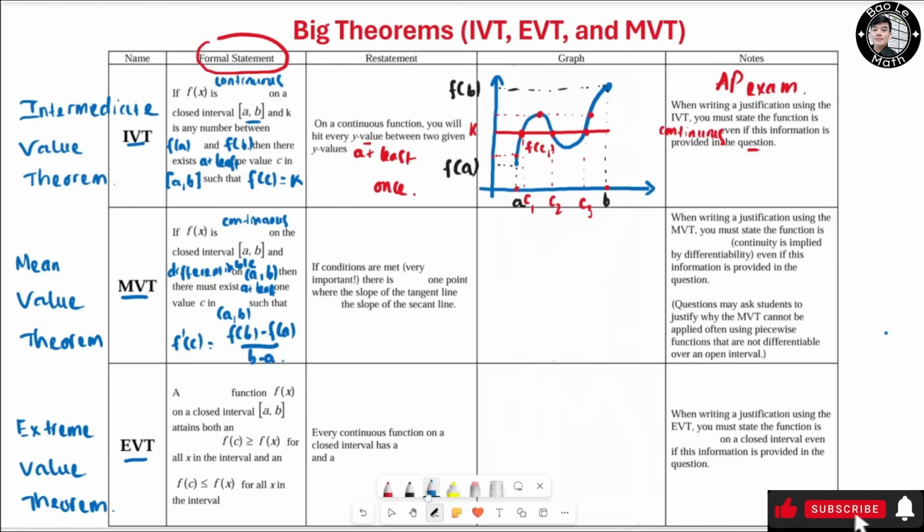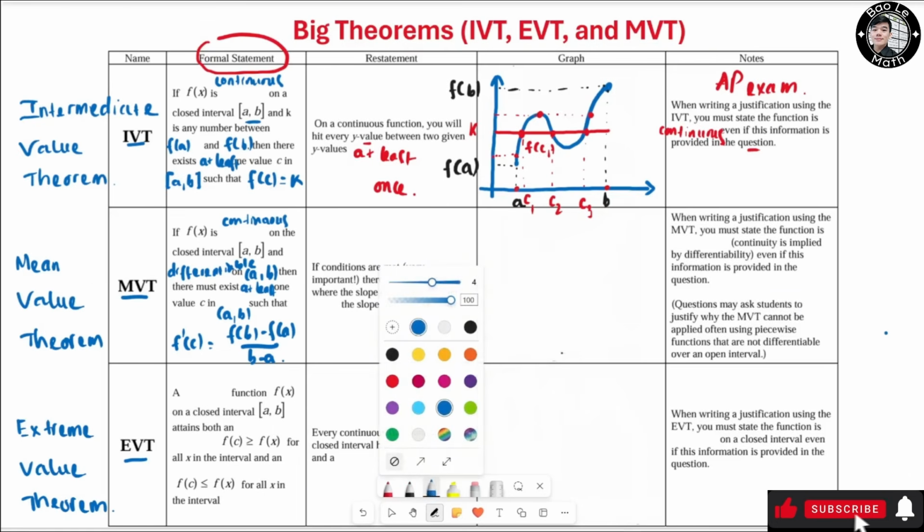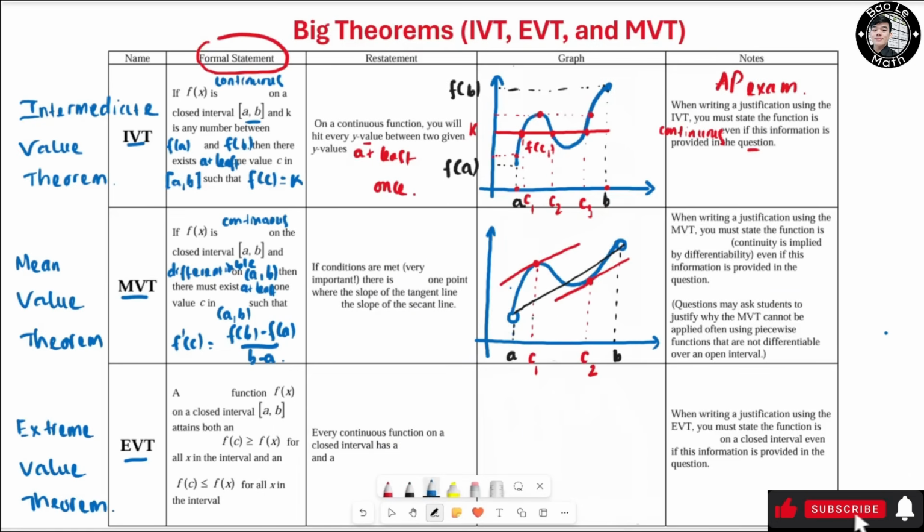Now let's get the figure as follows. Look at the figure right here. You see that the function is continuous on the closed interval a, b and differentiable on the open interval a, b, right? There must be at least one value of c. In this situation, we have two values of c, c1 and c2 right here.